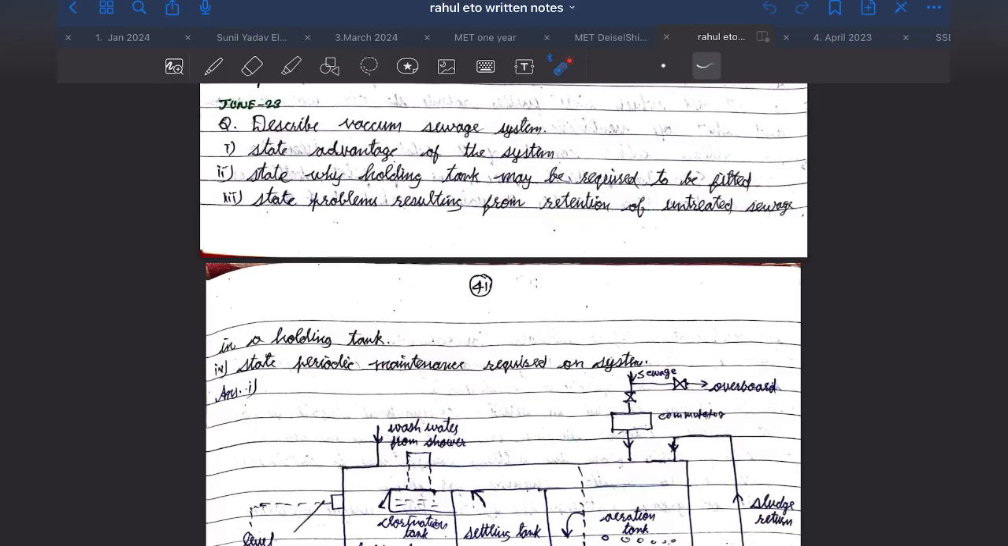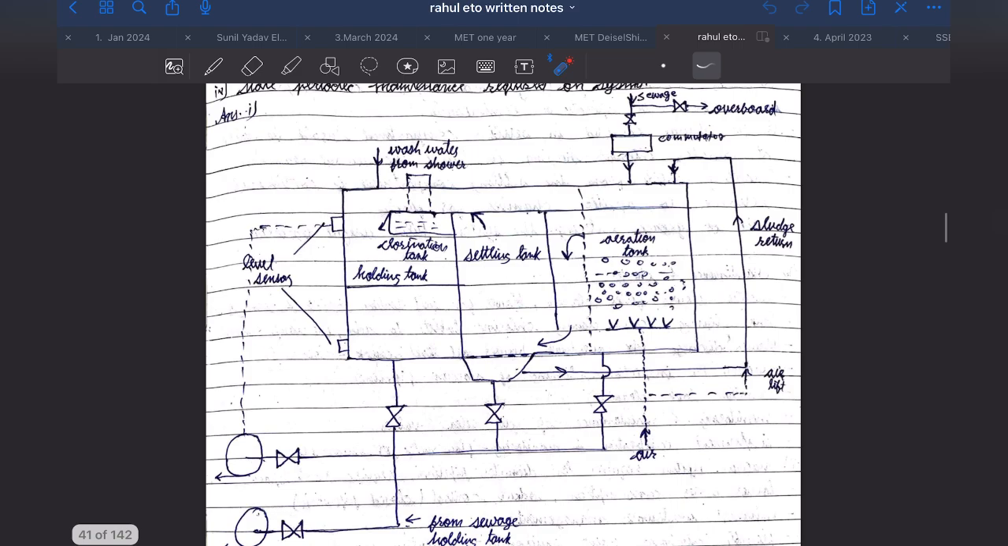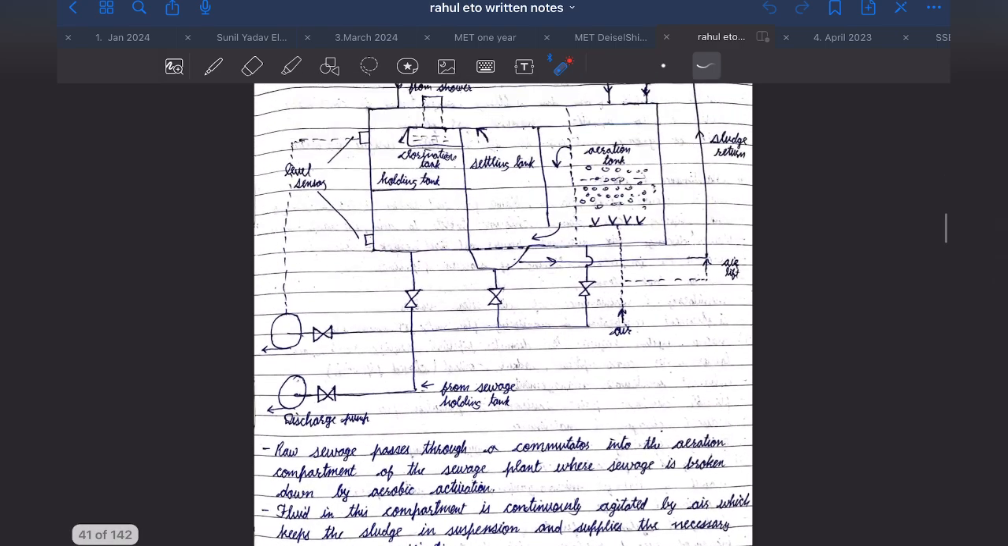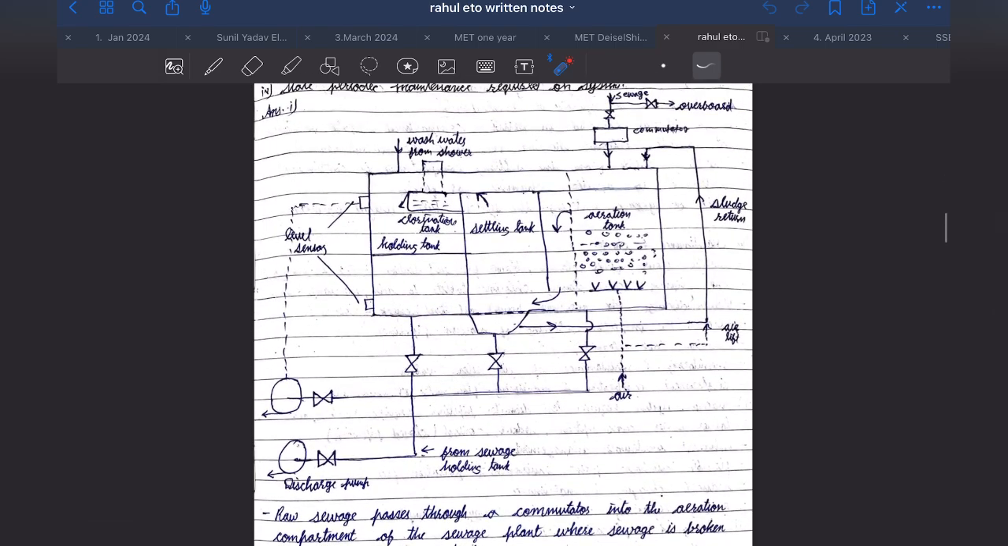It's a slightly different question. Describe vacuum system, state advantage of the system, state why holding tank may be required to fit it, but the operation explanation is the same here. See, this is a diagram, and this tank is divided into three parts. This part is the aeration tank, this middle one is the settling tank, and this is the holding tank. Now let's see the operation. You can copy this same diagram, it's an easy diagram only.